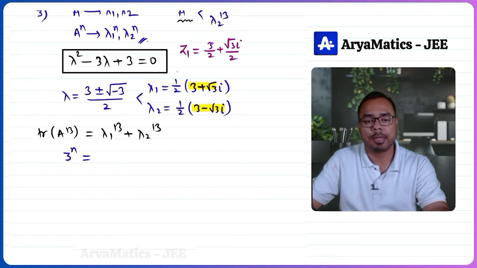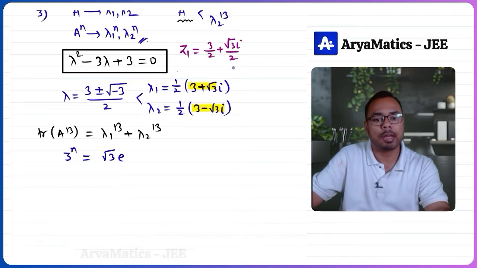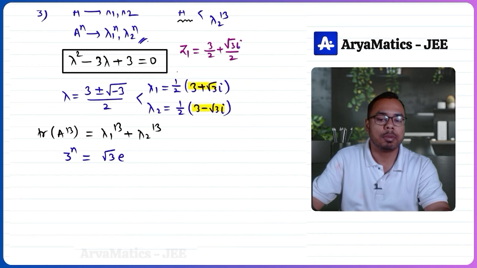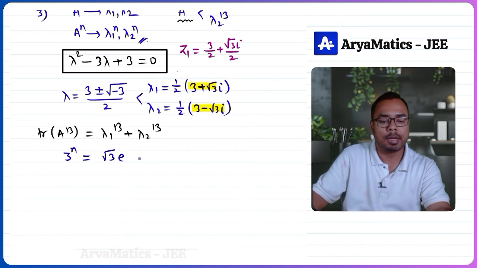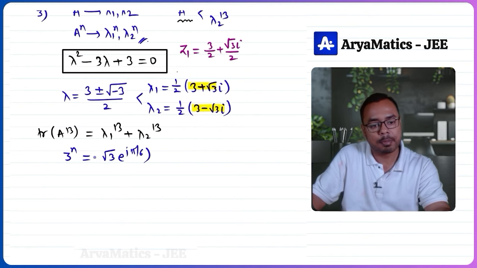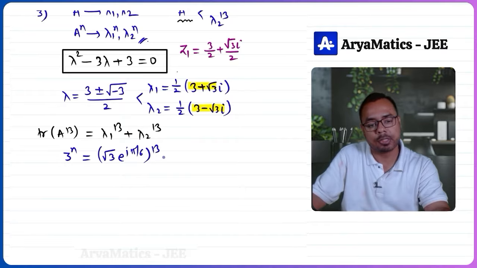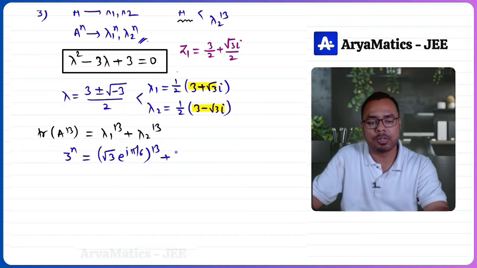Now the modulus of this complex number will be 9 by 4 plus 3 by 4, that is 12 by 4. So root over 3, right? So modulus is root over 3 and the argument is 1 by root 3, so that will be 30 degrees. So that means the argument is pi by 6. So the first complex number in Euler form will be root 3 e raised to iota pi by 6, this raised to 13. And the second one is the conjugate of this one.